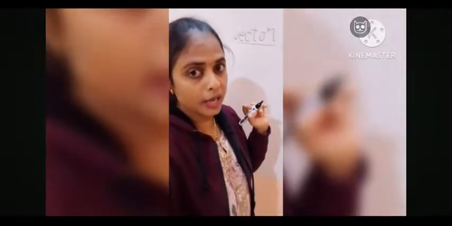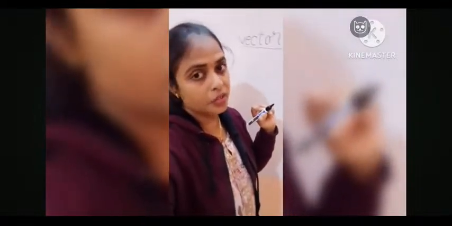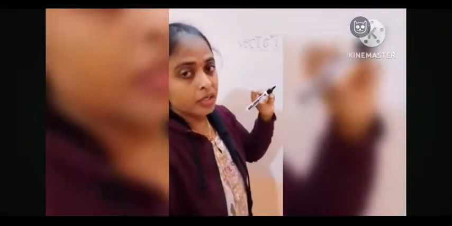Vector. Vector is a physical quantity. It has magnitude and direction. Examples: force, velocity, acceleration. I will explain about force. Suppose I am taking this marker, I want to push down. So, for pushing, I want energy. Energy is magnitude and downwards means direction. So, it has magnitude and direction. So, force is an example for vector.